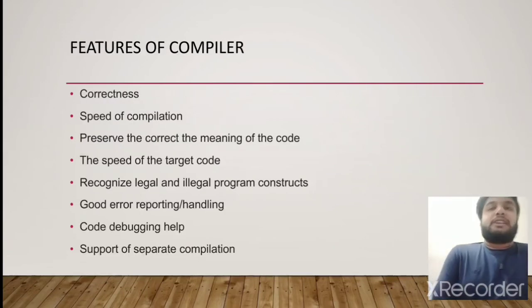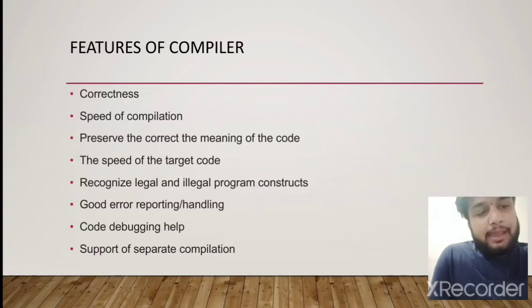So, the features of a compiler. The first one is correctness, meaning it is able to correct the possible errors in the program system. Second is compilation speed: it compiles the program faster. Third is the speed of the target code. Fourth is recognizing legal and illegal program constructs. Finally, good error reporting and handling, and code debugging support for the compilation.